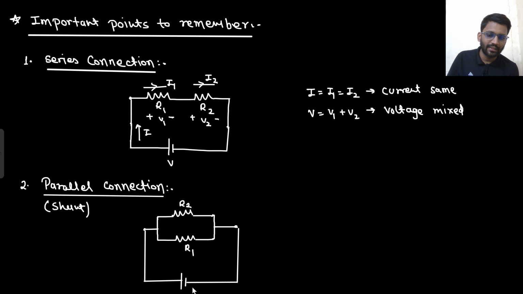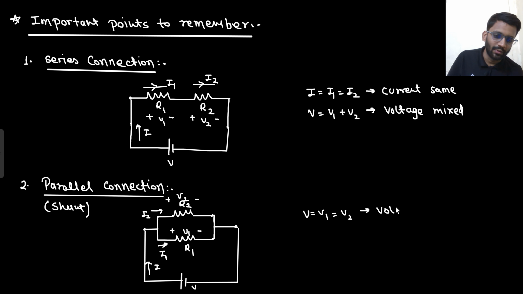In case of parallel connection, what is the scene? The voltage is same, but the current is mixed. So let's just call this I1, this I2. What you can write, I equals I1 plus I2. So voltage same, but current is mixed.